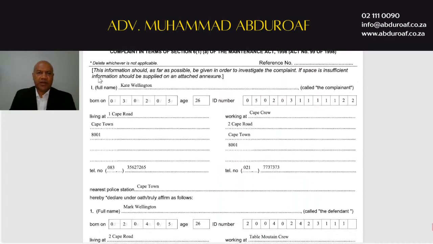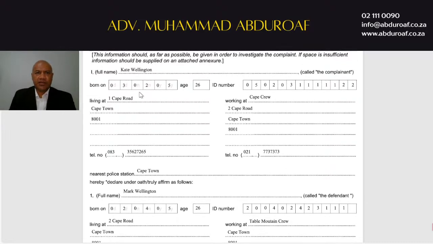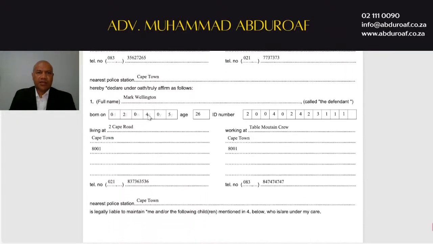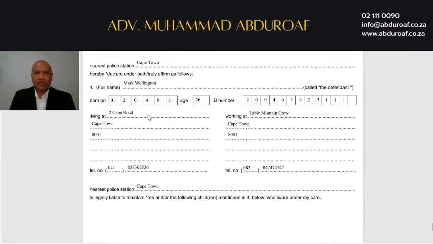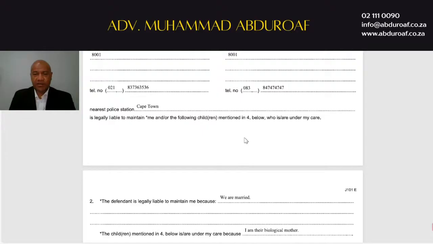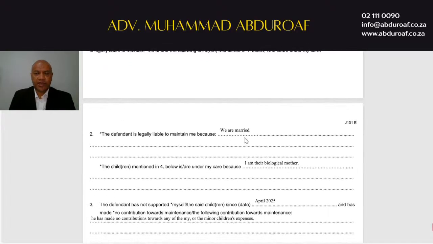You start off with providing your name, in this case, Kate Wellington, your date of birth, ID number, work and residential details, contact numbers, and in the next part you deal with the party who has to pay the maintenance. In this case, it would be the spouse and the father of the children referred to below. You do the same: home address, work address, contact numbers. If you want to, please insert the email address as well. It may be useful.